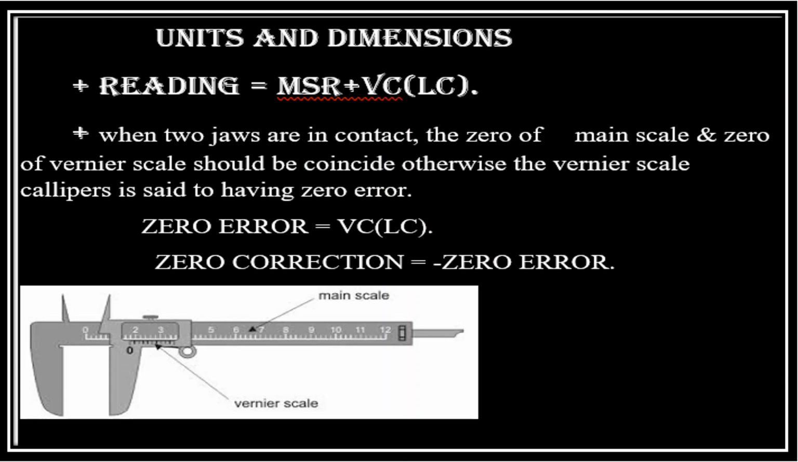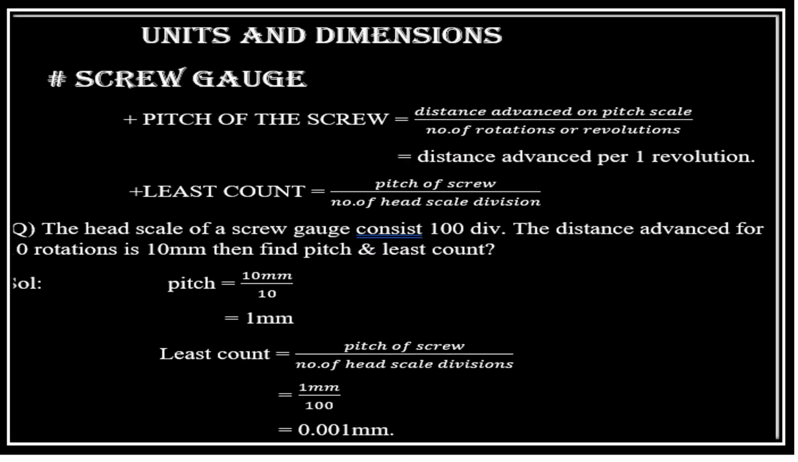That's about vernier calipers. Now coming to another important one, screw gauge. In screw gauge, we should remember these two along with the reading formula. Pitch of the screw is equal to the distance advanced on the pitch scale divided by the number of rotations or revolutions. That's simply the distance advanced per one revolution. Another formula, for least count, is pitch of screw divided by the number of head scale divisions.